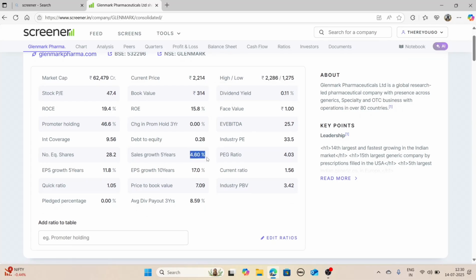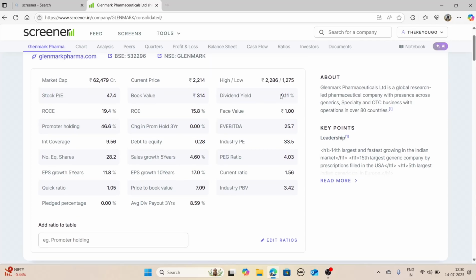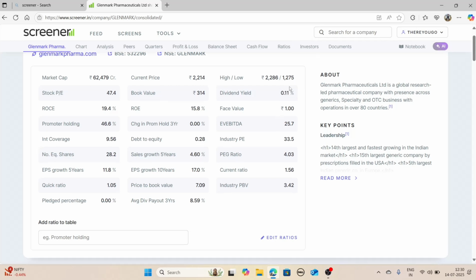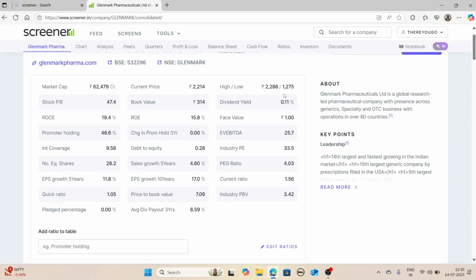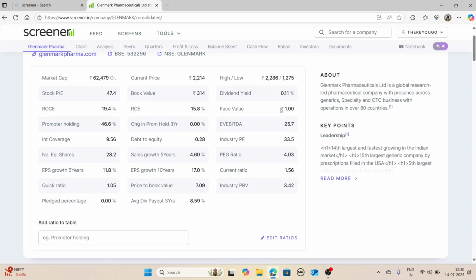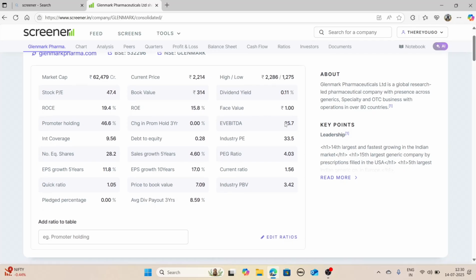Sales growth for the 5 years is only 4.6%. That's quite low. Dividend yield simply shows what percentage of the current market price is given as a dividend, which is 0.11%, or most likely 2.1 rupees. Face value is 1.